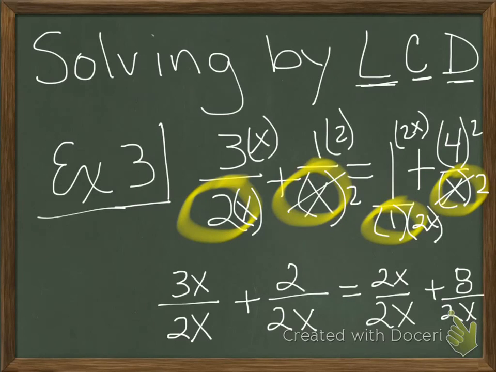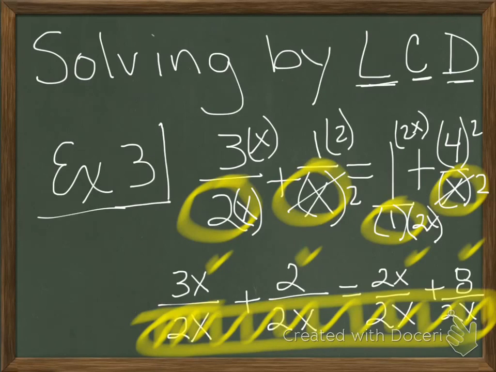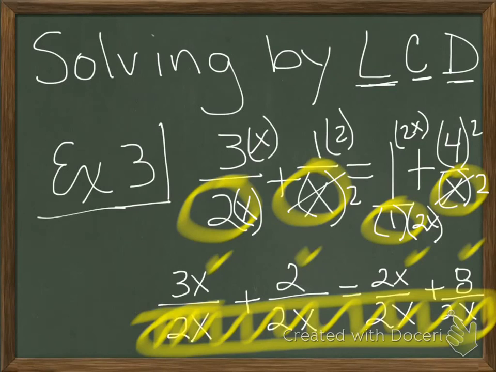And there's something really cool about solving with the least common denominator, and that is that once you have a common denominator all the way across, and you have fixed all of the numerators, you can totally drop that denominator. That means my problem now is 3x plus 2 equals 2x plus 8. I'm going to go back and look really quick, make sure I wrote it correctly.